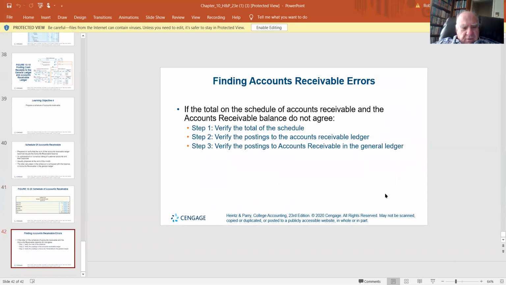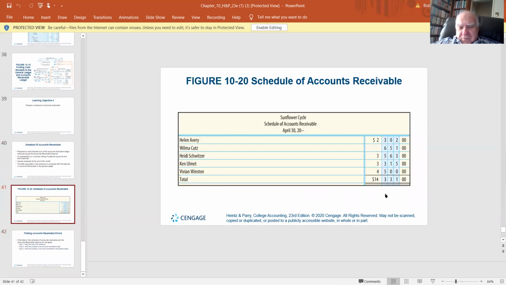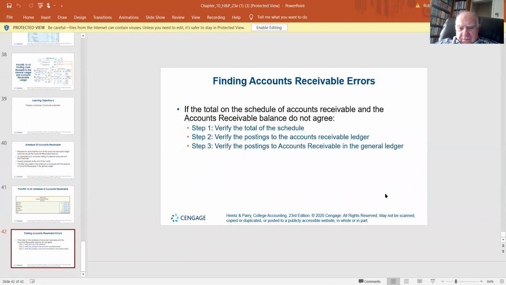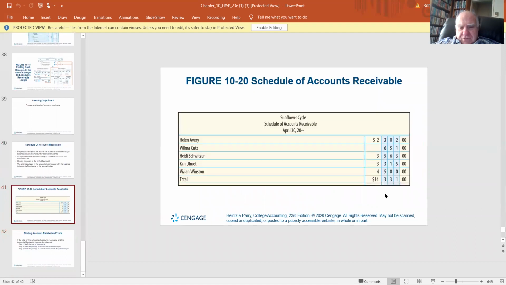Finding errors. Don't make errors. I can't help you with finding errors. They're telling you verify everything you did. We already talked about some of the tricks with the nine, the divisible by 9 trick, the transpositions.